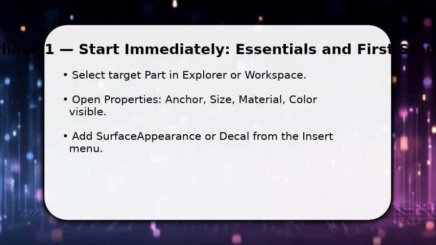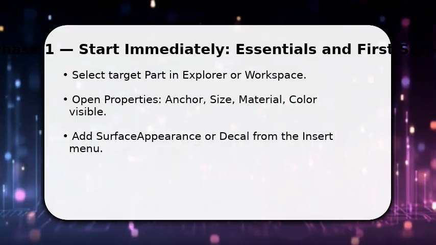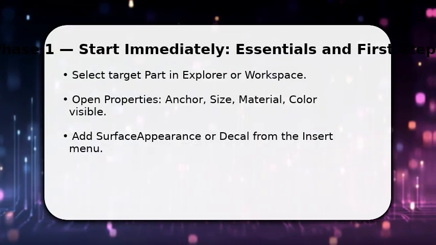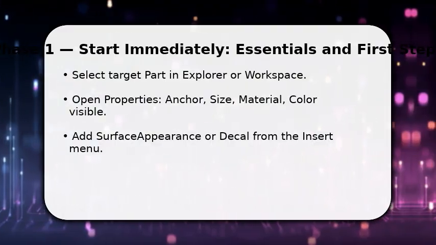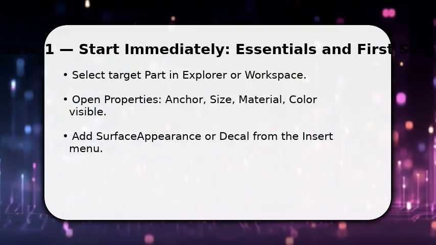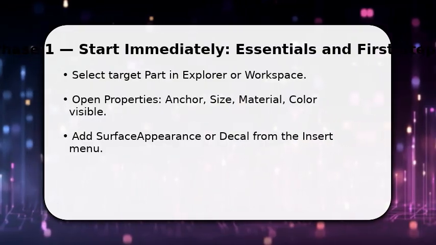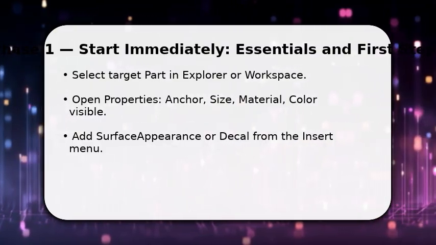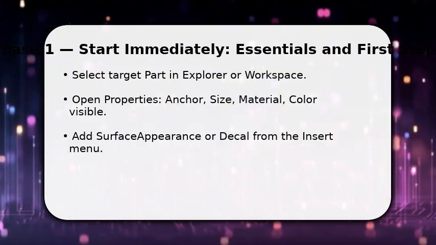You start by selecting the part you want to change. Open Explorer and Properties so you see size, material, and color immediately. This prevents surprises. Add a surface appearance if you need PBR textures, or add a decal for a single face texture. Insert it as a child of the part.